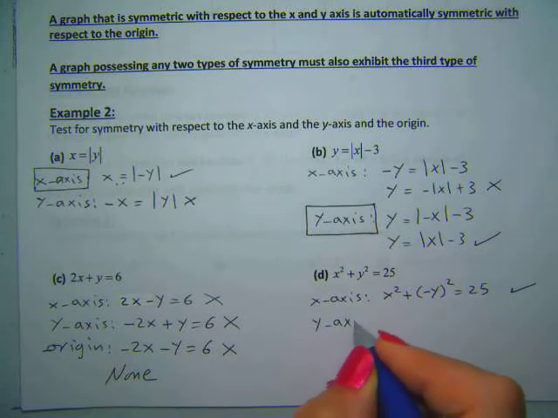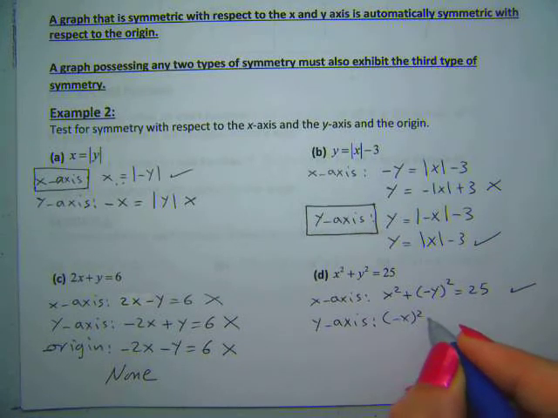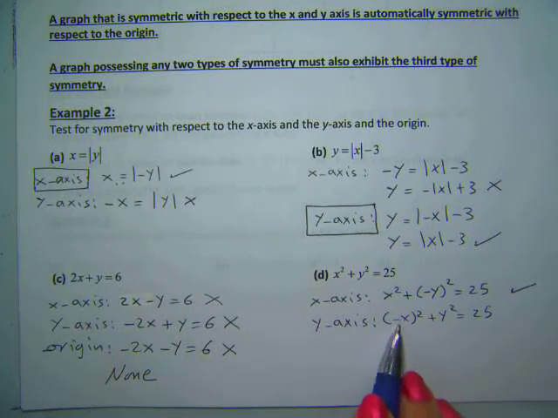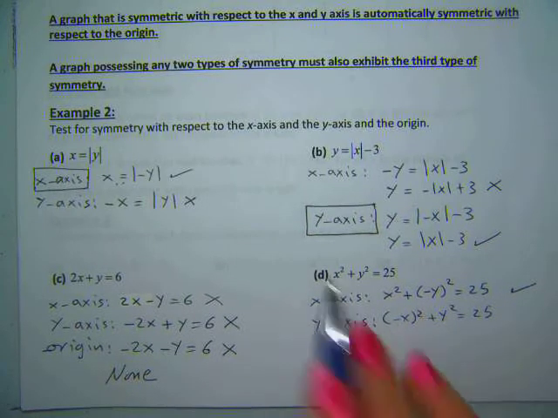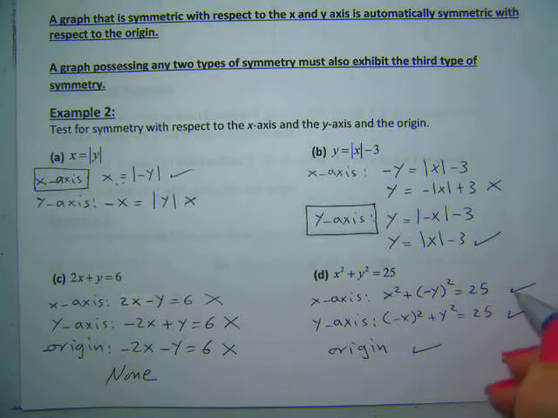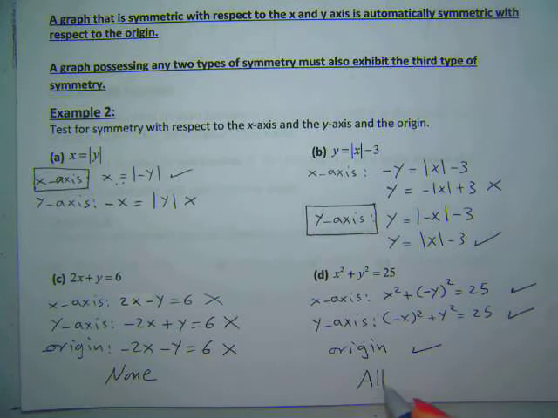Y-axis. Replace x with -x. Same reason, when you take -x and square it, you're going to get x squared, so that's equivalent. Should I test the origin? No, if you have any two, then it's automatically the third. So this is all 3.